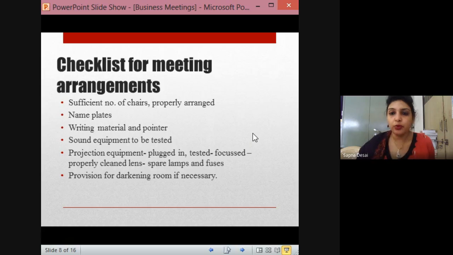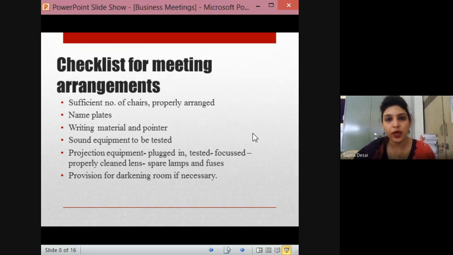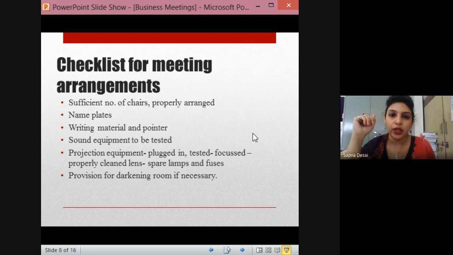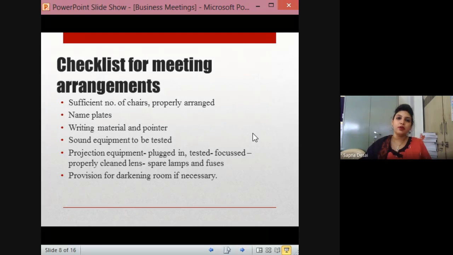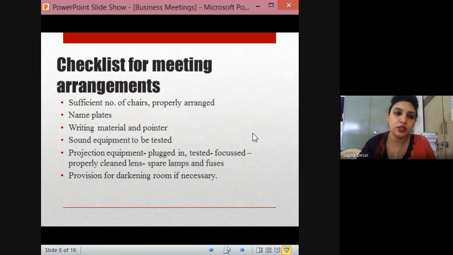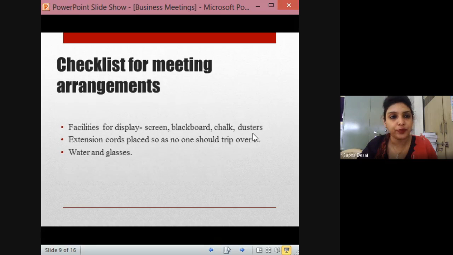Provision of darkening for the room. Sometimes there is too much brightness in the room, and then also the PowerPoint will not be visible. So you have to see that there is at least a provision for darkening the room whenever necessary, so that the PowerPoint is clearly visible. That kind of provision should be there.